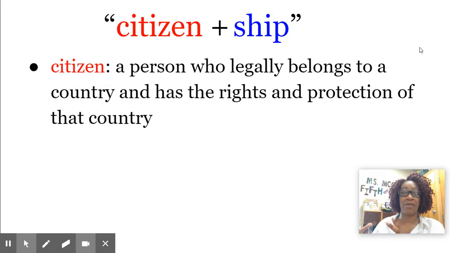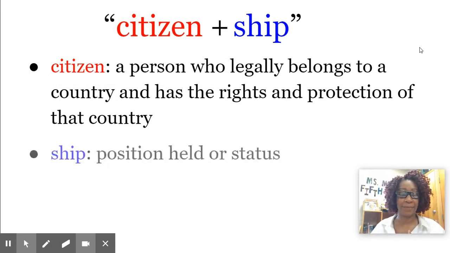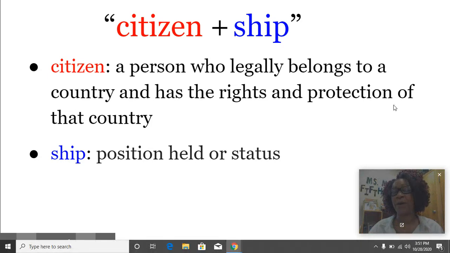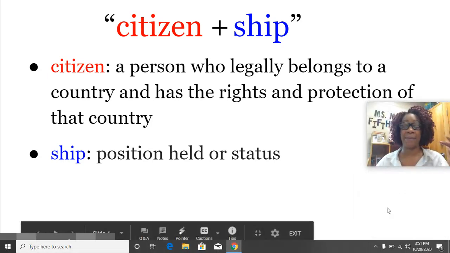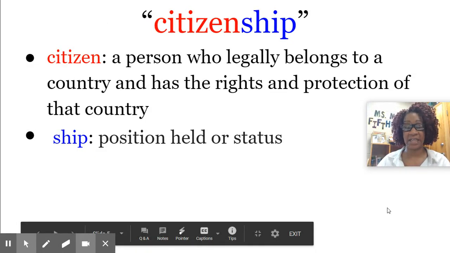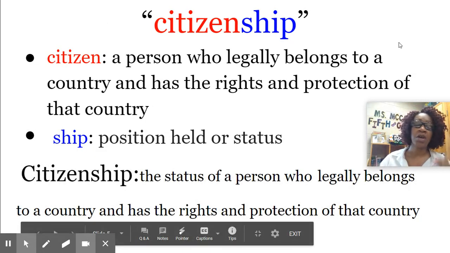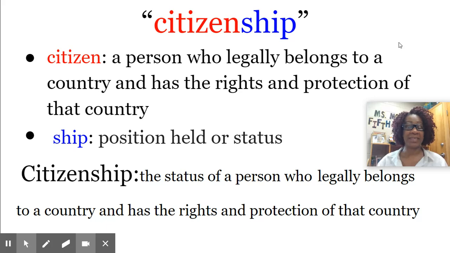And now the second part of the word, ship, S-H-I-P, means position held or status. And now we're going to put both of those together so we can get the meaning of citizenship. So citizenship: the status of a person who legally belongs to a country and has the rights and protections of that country.